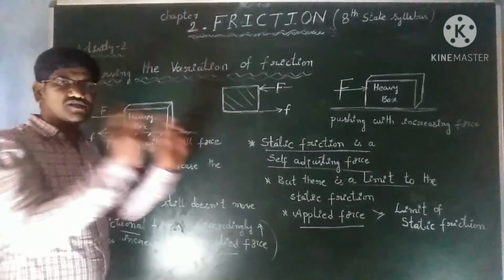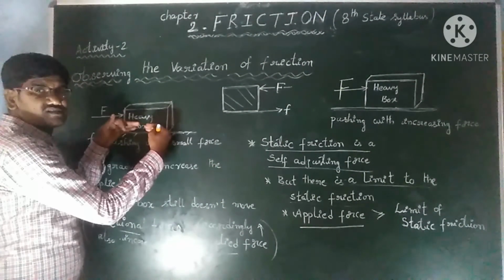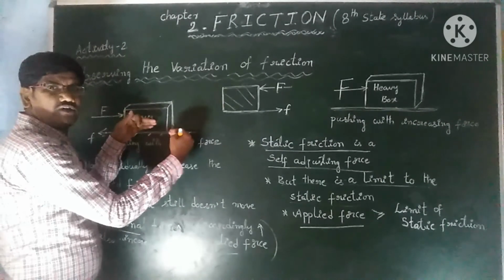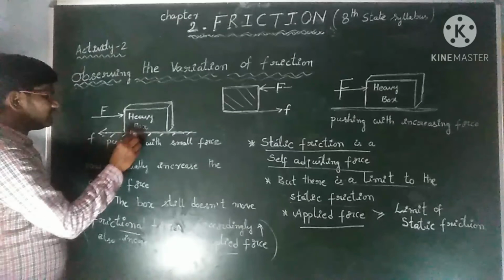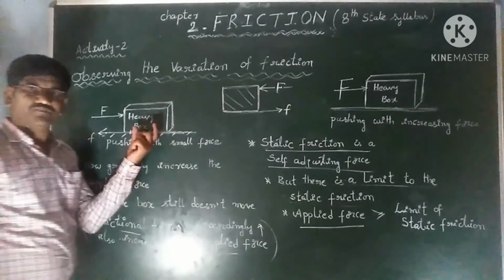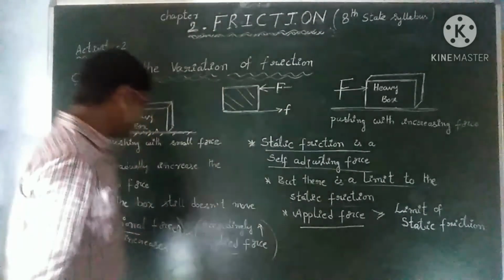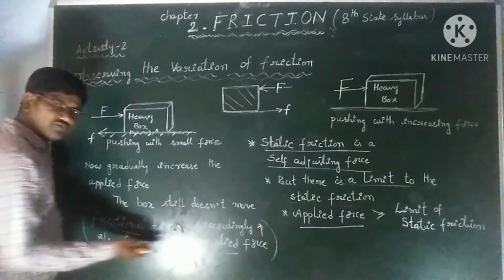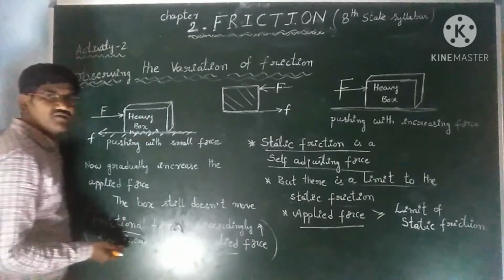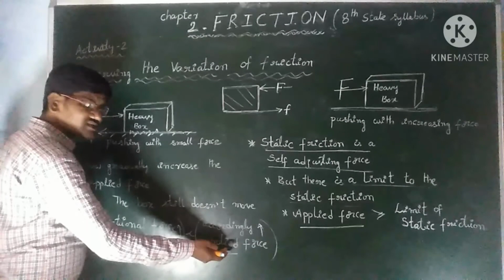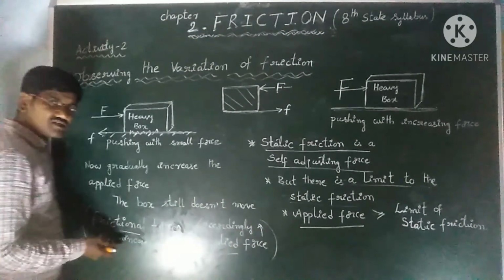When applied force is 0, frictional force is 0. When applied force is 10 Newtons, frictional force is 10 Newtons. When applied force is 50 Newtons, frictional force is also 50 Newtons. So let us assume that for these two surfaces, the frictional force can develop up to 100 Newtons. If our applied force is 20 Newtons, frictional force is 20 Newtons. Applied force 50 Newtons, it will be 50. If our applied force is 100 Newtons, it is also 100.